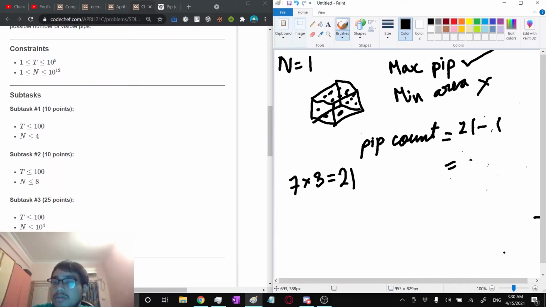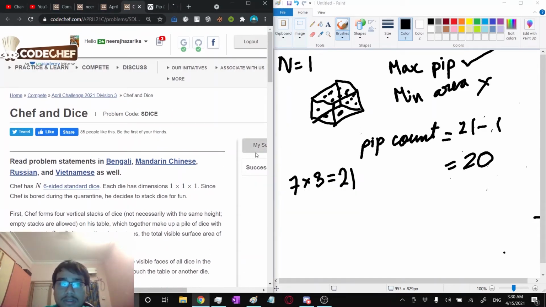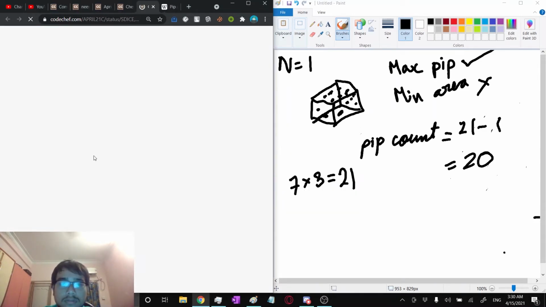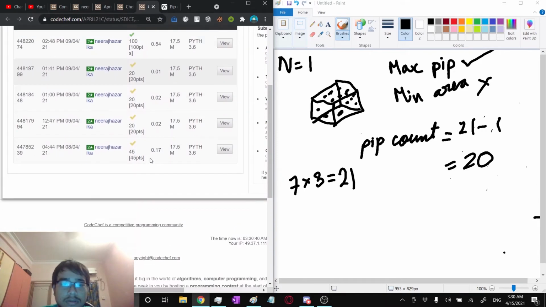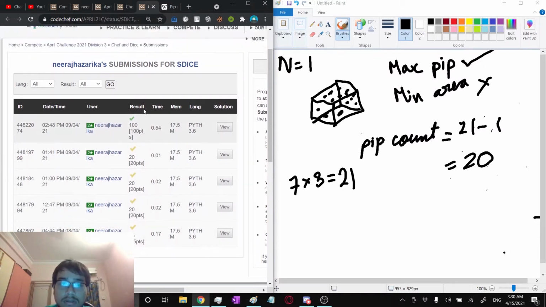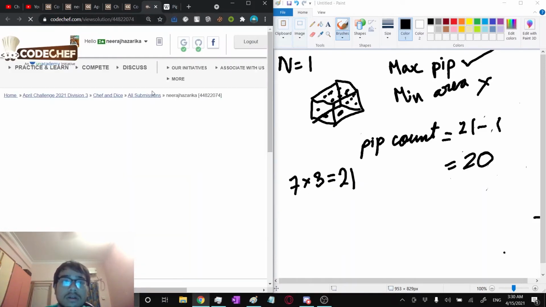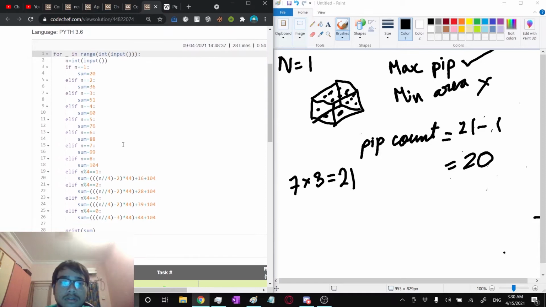21 minus 1 equal to 20. Let's check my solution first. As you can see, I made 5 attempts. I finally got the complete solution after my 5th attempt. All others were partially correct.